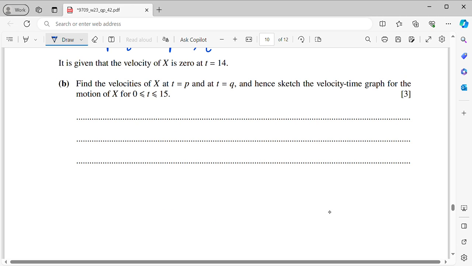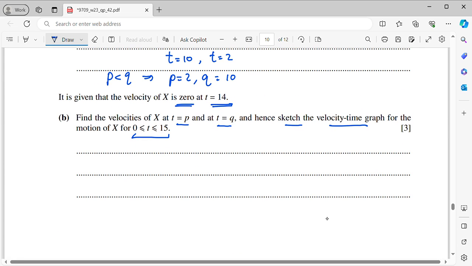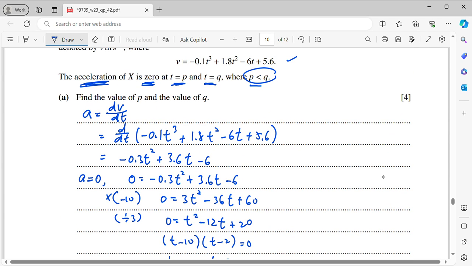Okay, now it's given that the velocity of x is 0 at t equals to 14. Find the velocity of x at t equals to p and t equals to q, and hence sketch the velocity time graph for the time from 0 to 15. Okay, so now I need to find out the time when t equals to 2 and t equals to 10 first. So when t equals to 2, the v is, just refer back to the v here, just substitute the t equals to 2 into this expression.